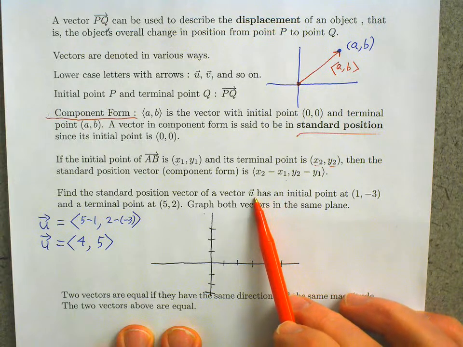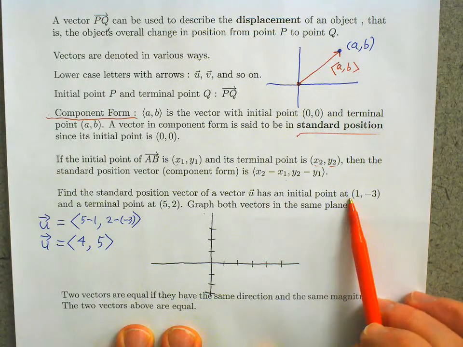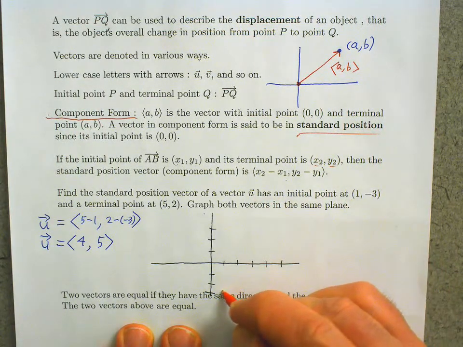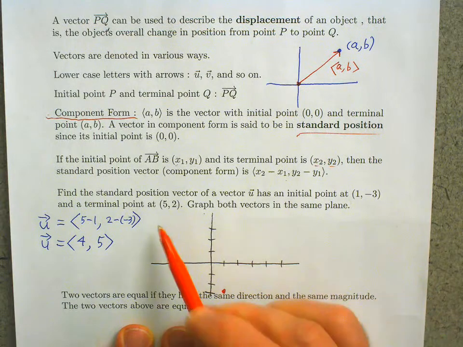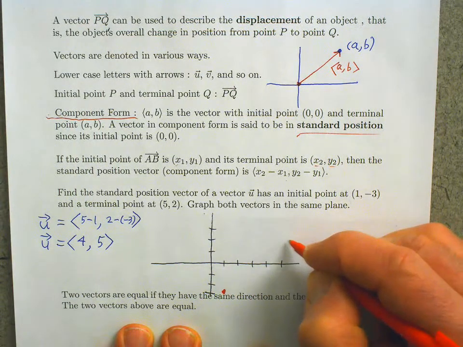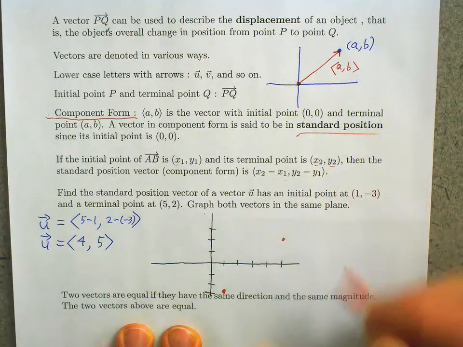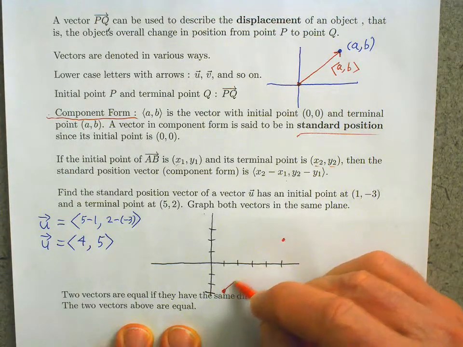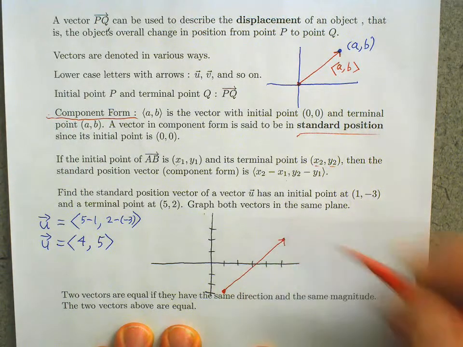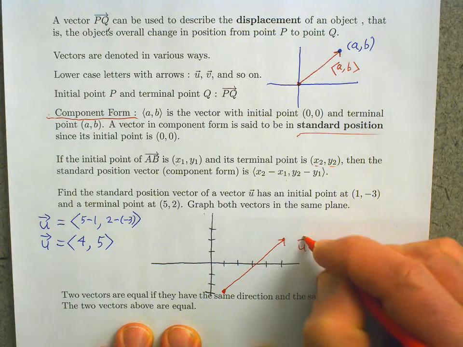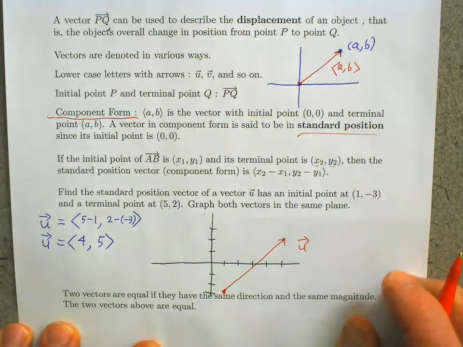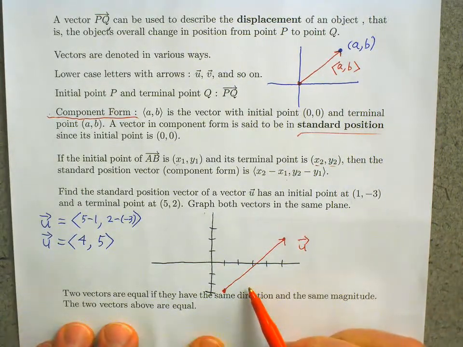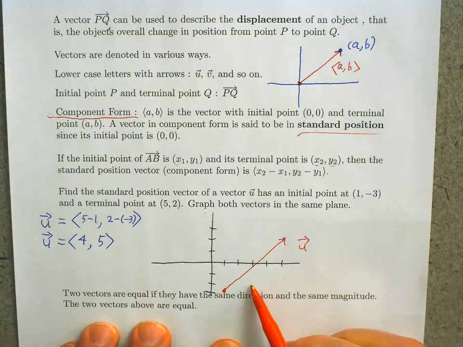Okay, the vector u has an initial point at (1, -3) and a terminal point at (5, 2). So this is the vector u, and this is one of the places it could be when it's not in standard position.